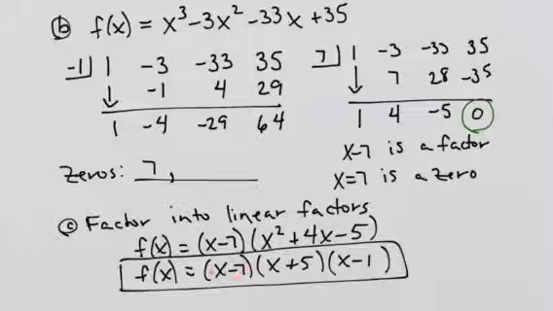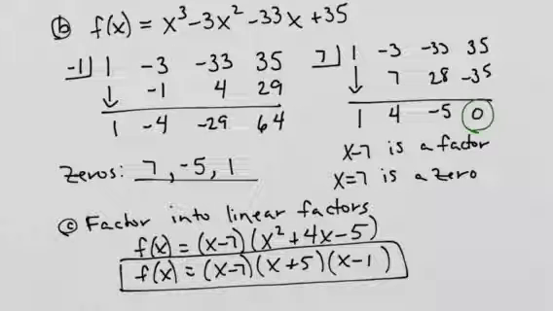If x minus 7 is a factor, then positive 7 is a 0. If x plus 5 is a factor, then what we'll find is that negative 5 is a 0. And if x minus 1 is a factor, then positive 1 is a 0.